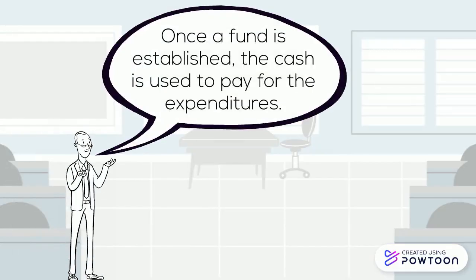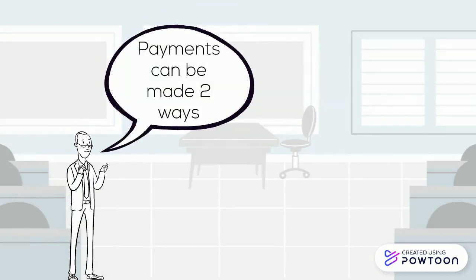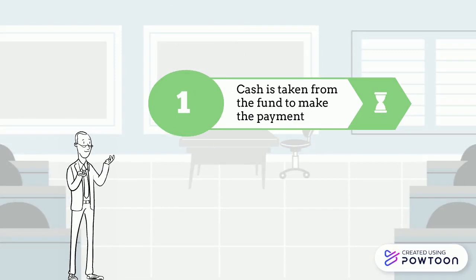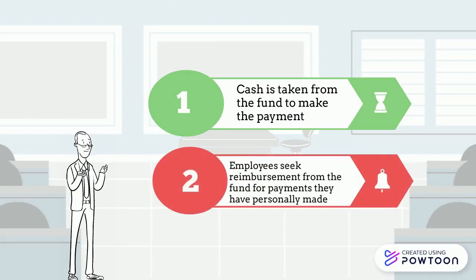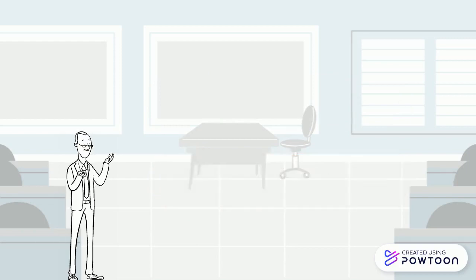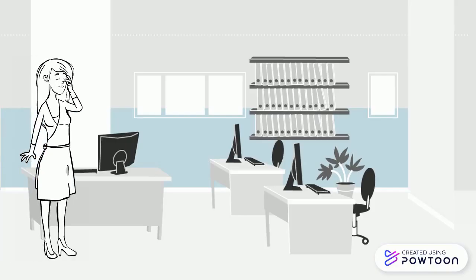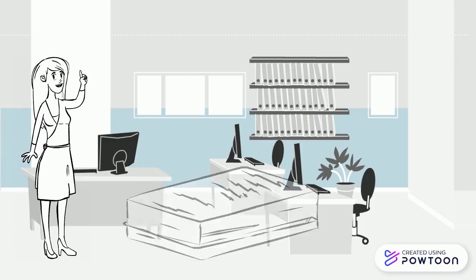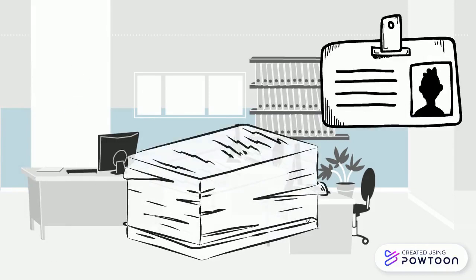Once a fund is established, the cash is used to pay for the expenditures. Payments can be made two ways. 1. Cash is taken from the fund to make the payment. And 2. Employees seek reimbursement from the fund for payments they have personally made. In both cases, the custodian must collect receipts and authorizations for the use of any cash.